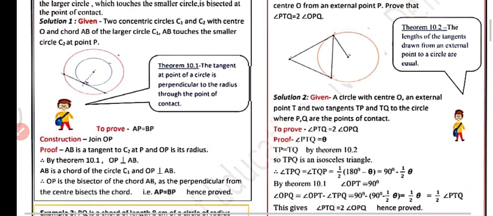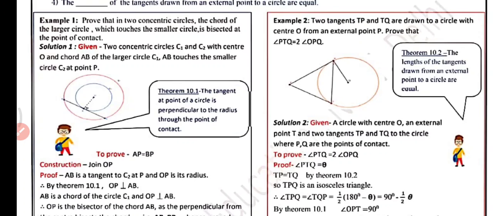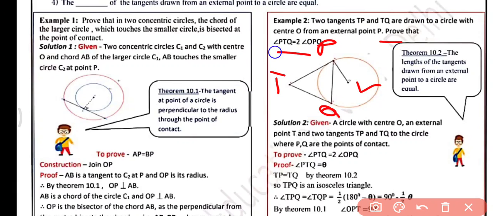So now you can see example number 2. Two tangents TP and TQ are drawn to a circle with center O from an external point T. Prove that angle PTQ equals twice angle OPQ. So you can see what is given. Here is O and here is T, here is P and here is Q. So we need to prove that angle PTQ, you can see here PTQ, is equal to twice angle OPQ, and this is O and here it is OPQ. This is angle OPQ.